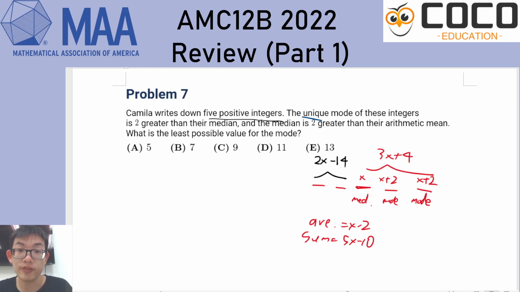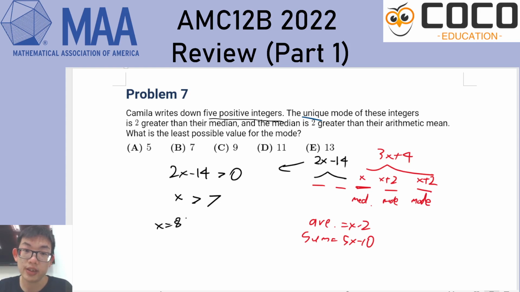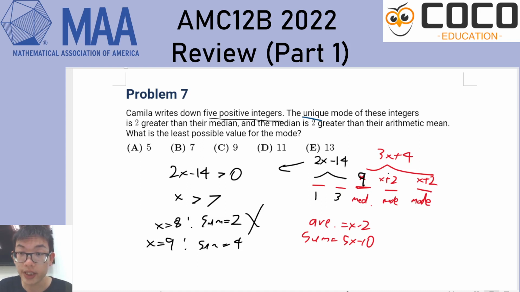But these are positive integers. So 2x minus 14 has to be more than 0, x has to be more than 7, which means I could try x equals to 8. But if x equals to 8, the sum is 2, and that would force both of these to be 1. And now that would also be the mode. So I don't want that. I try x equals to 9, the sum is 4, and I don't see anything wrong with this being 1 and 3. This would be 9, this would be 11, and so your answer is option D.